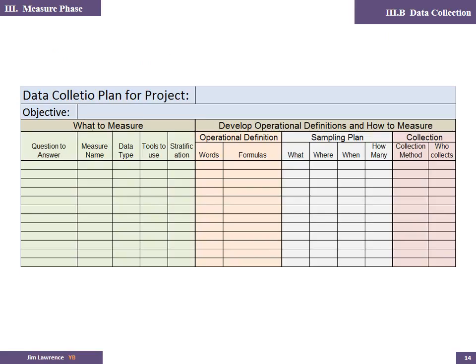And here's a typical chart or table for data collection for a plan. What to measure, what's the question to answer, what's the measure name, the data type, the tools to use, operational definition, words, formulas, what's the sampling plan, what's the collection method. This is kind of typical items that you'll find in a data collection plan. It will vary, of course, by situation.